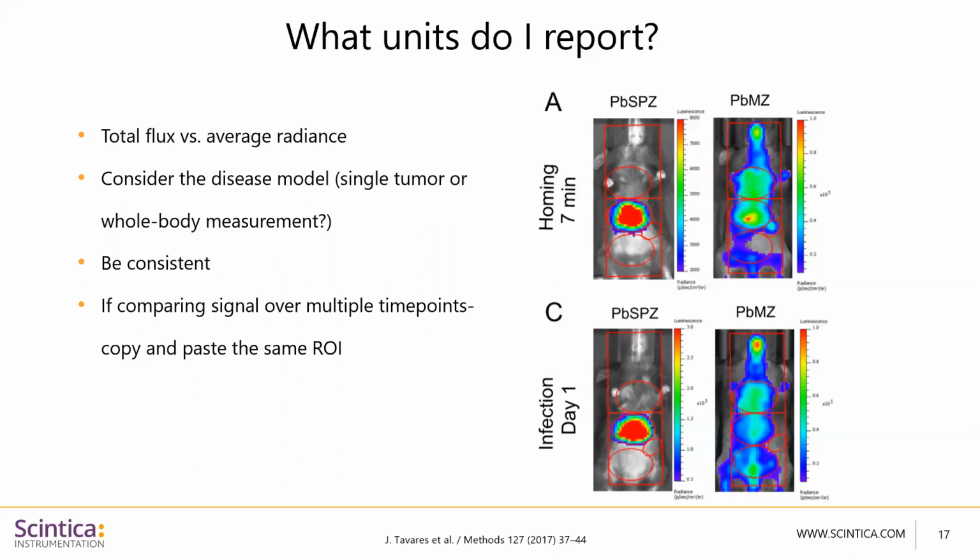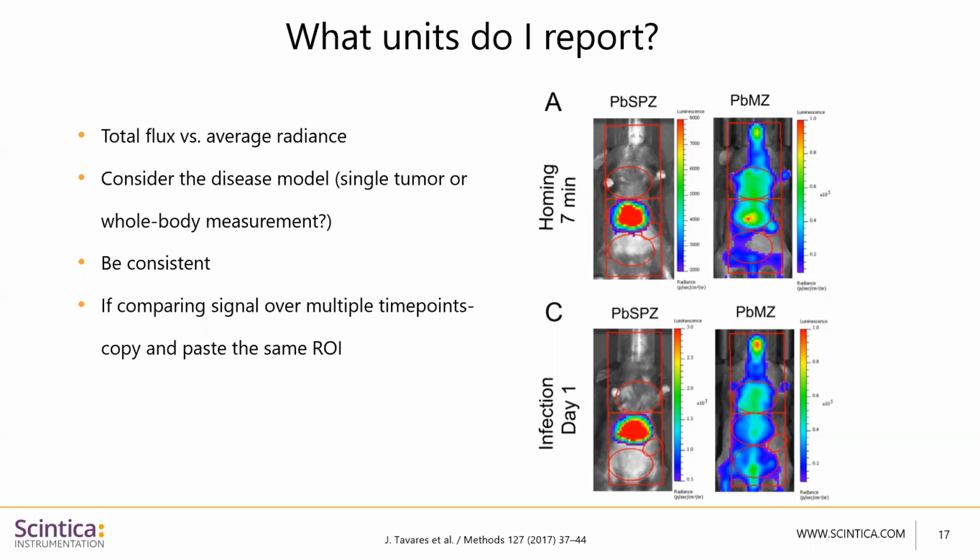For example, if we look at the image on the right, where the animal has signal all throughout, depending on what you want to measure, it might make more sense to look at total flux because there's signal all over the place. Maybe you're interested in whole body tumor burden. That would make more sense with total flux, versus the image on the left where you just have one tumor. You could trace around just that tumor rather than the whole body, and then look at average radiance.